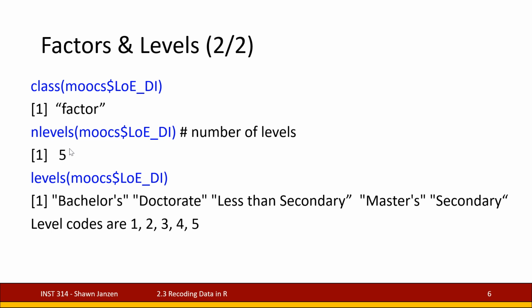Using the levels command, taking off the n, it reports that there are 5 levels: bachelor's, doctorate, less than secondary, which for those not quite sure means less than high school, master's degree, and secondary, which would be high school. And then at the bottom it says the level codes are 1, 2, 3, 4, 5. So those are the integers underneath, and these are the text labels on top. This would be an unordered variable.